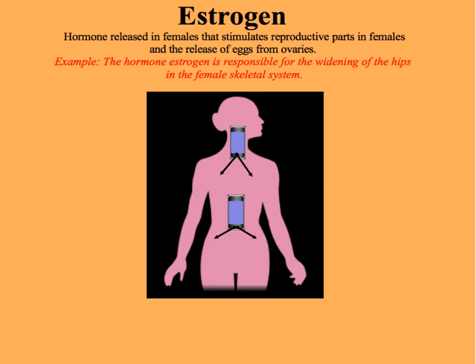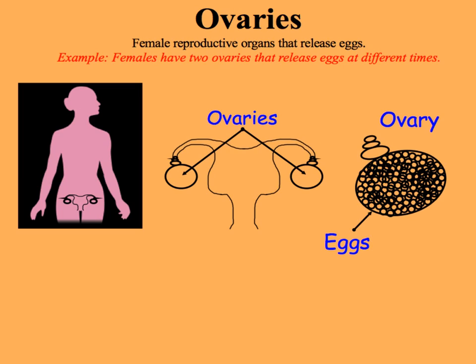Okay, now the second part of this, the hormone for women or females is called estrogen, and this stimulates the growth of reproductive parts like the release of eggs and the growth of ovaries. The hormone estrogen is also responsible for some skeletal changes in females. All right, let's talk about ovaries. Ovaries are the female reproductive organs. They hold the eggs, they release the eggs. The ovaries are about the size of a large almond.